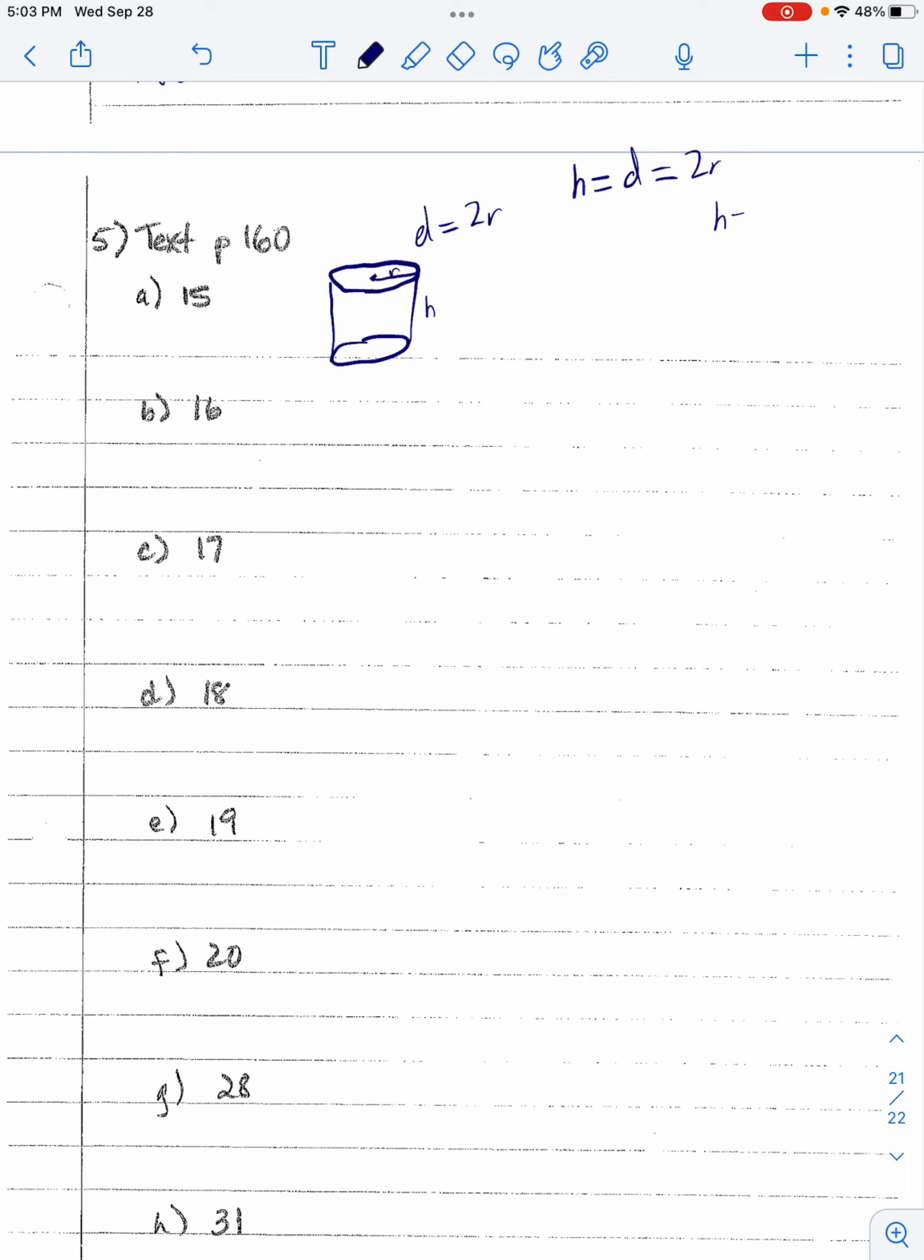They want us to write the volume of the cylinder as a function of its radius. So the volume of a cylinder in general is going to be pi r squared h, okay? As a function of radius means they want us to eliminate this variable h. So how do we do that? We substitute in our 2r for h. So I'm going to write V of r equals pi r squared times 2r, which equals 2 pi r cubed.